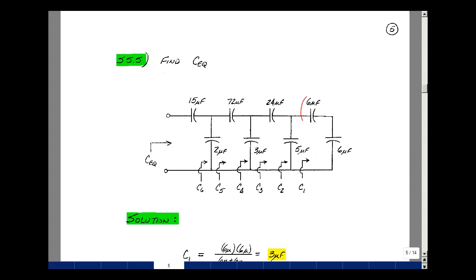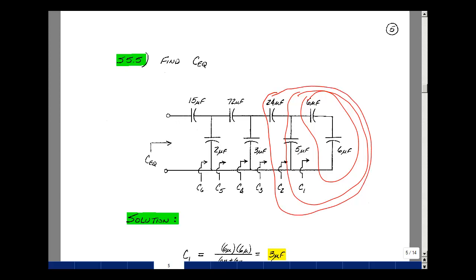Now all that is in parallel with 5 microfarads. So C2 is going to be 5 microfarads plus the equivalent of these two in series, 5 microfarads plus 3 microfarads. That's what this is equal to. That 8 microfarads is in series with 24 microfarads. So we could take the product over the sum, 24 micro times 8 micro over 24 micro plus 8 micro. And that turns out to be equal to 6 microfarads. The capacitance C3 is all of this looking back into our circuit.